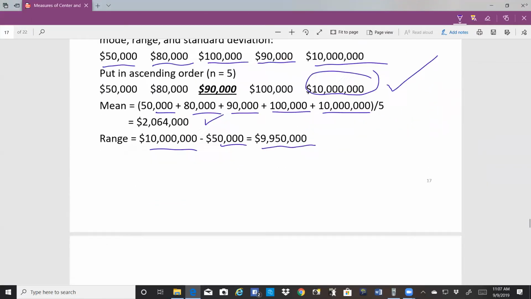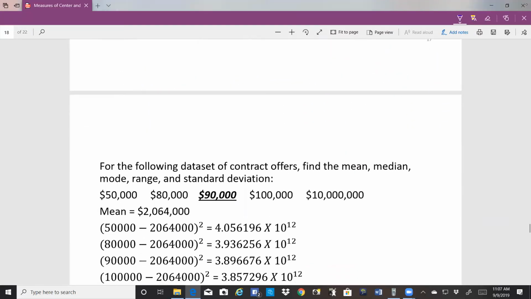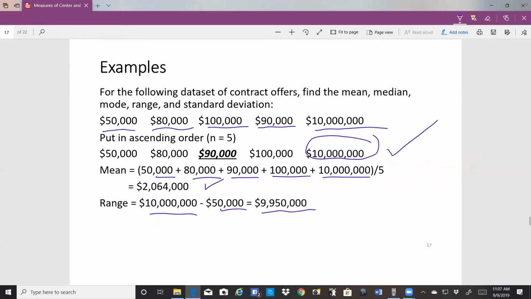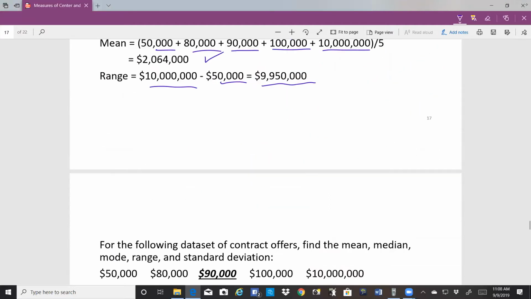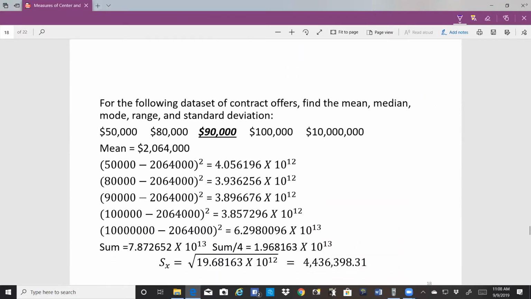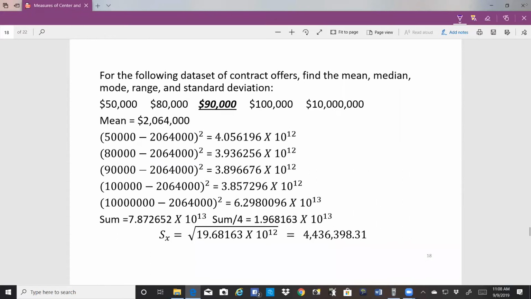Now, the other thing I wanted to point out was, after we got in order, the median is 90,000 because it is right there in the center. Now we're going to calculate the standard deviation.